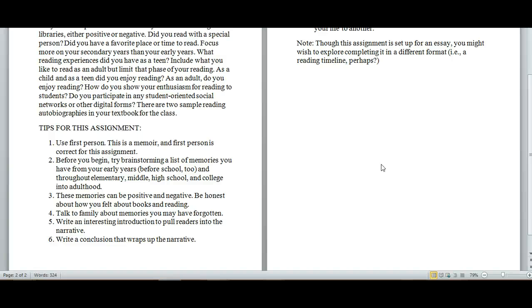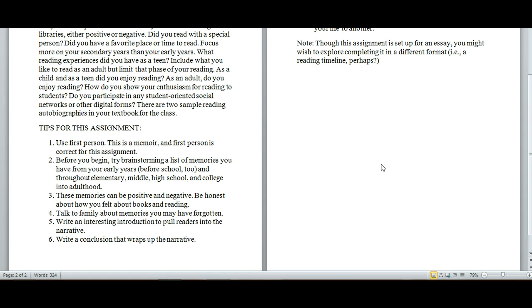I suggest that before you begin, you perhaps brainstorm a list of memories you have from your early years. That includes, by the way, before you went to school, and throughout your elementary, middle school, high school, and college years and into adulthood. You might even want to contact a family member to talk about memories you might have forgotten. It's amazing sometimes, the memories that moms and dads have about books and reading in your childhood. So you might consider that.